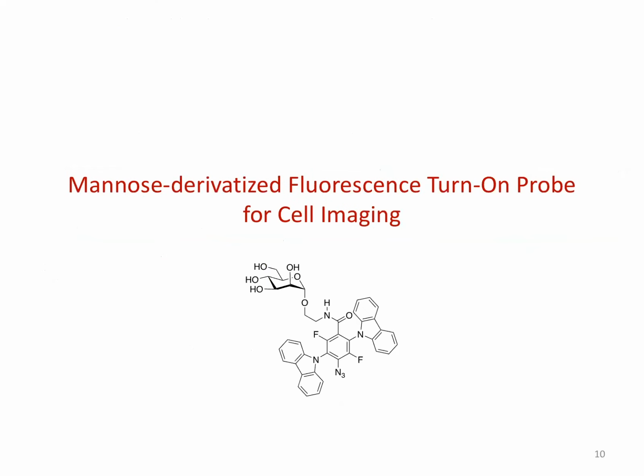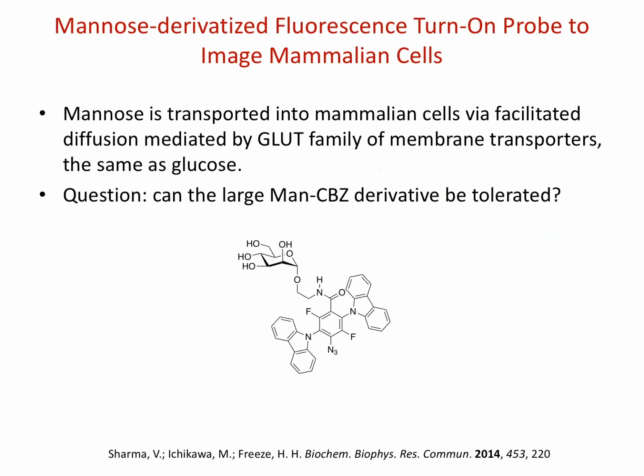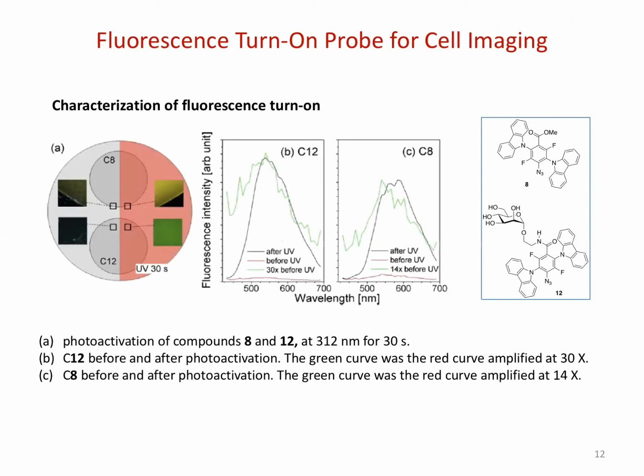With that, we did cell imaging with this mannose-derivatized probe. And of course, for this audience, I don't have to say too much about mannose. It's transported into mammalian cells by facilitated diffusion mediated by this family of membrane transporters. So our question is, can this large carbazole derivative be tolerated by cells and be transported? So we did some preliminary characterization on the confocal microscope.